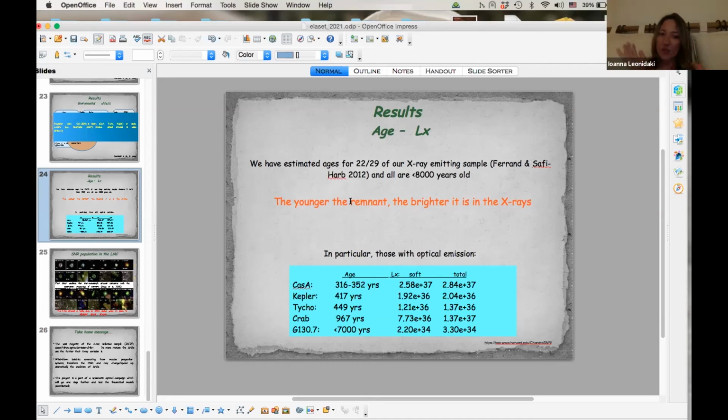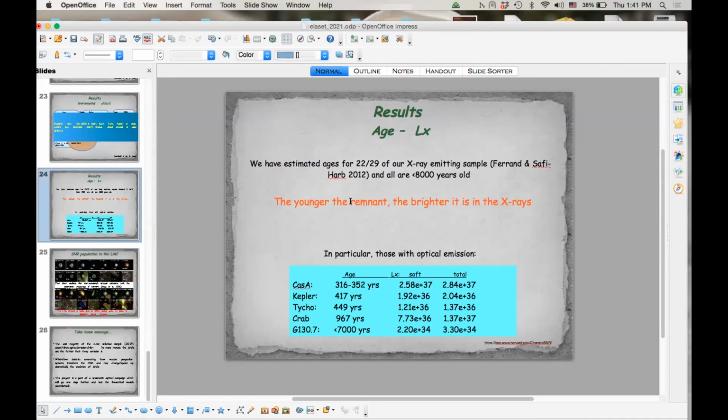Okay, if I understood your question correctly, you asked that although you have a very young SNR with a very dense circumstellar medium, how come you see that increased X-ray luminosity? So, as you said, the X-ray luminosity seems to be strongly bound to the age of the remnant, and that seems to be the dominant parameter rather than the ambient medium.